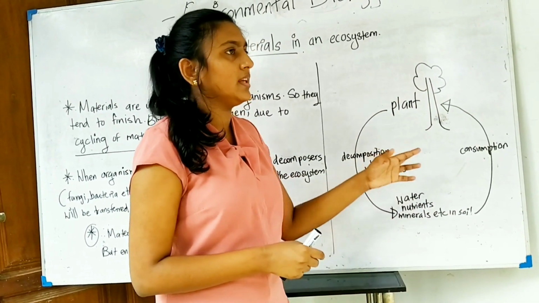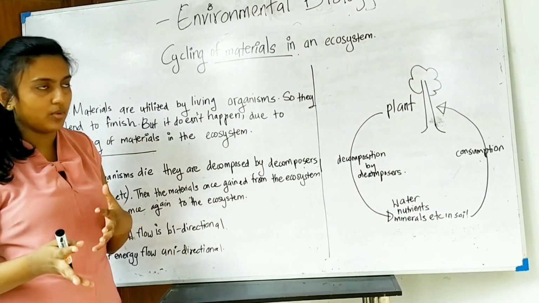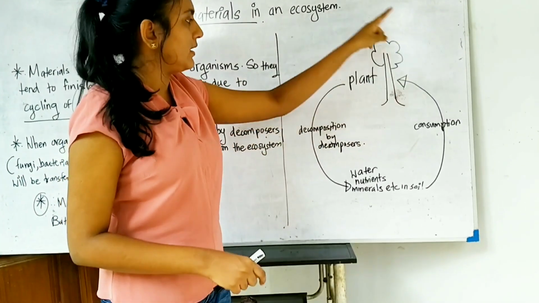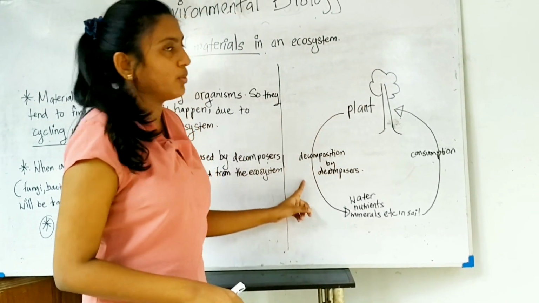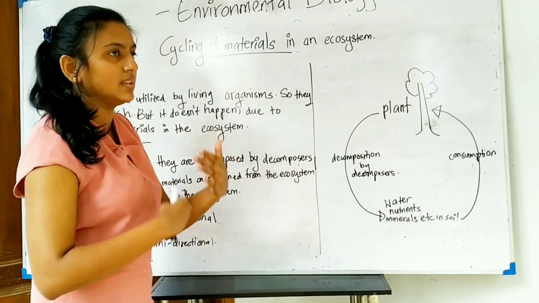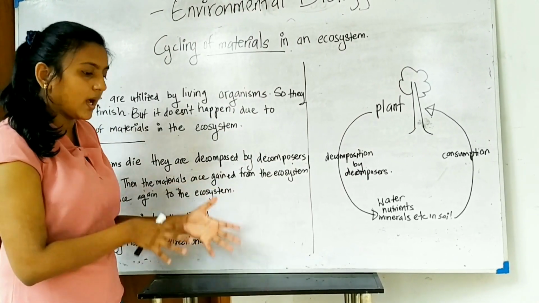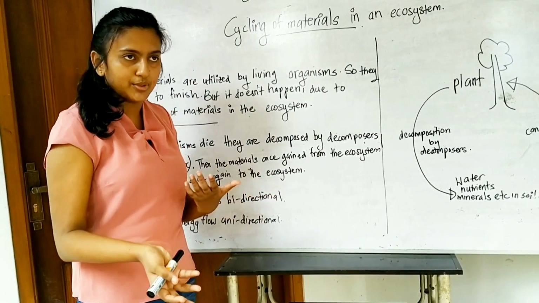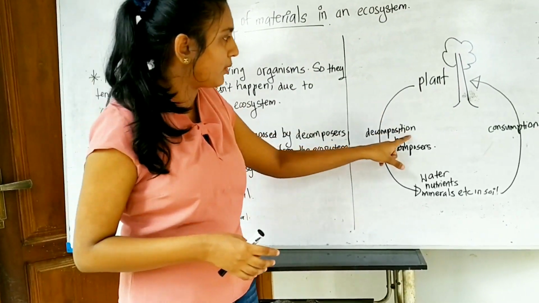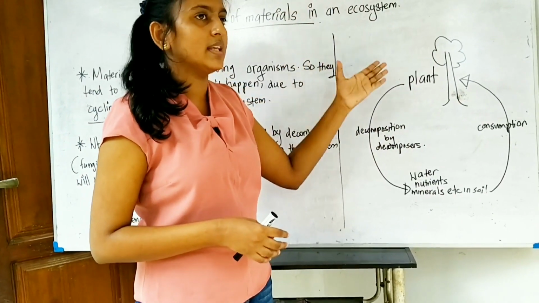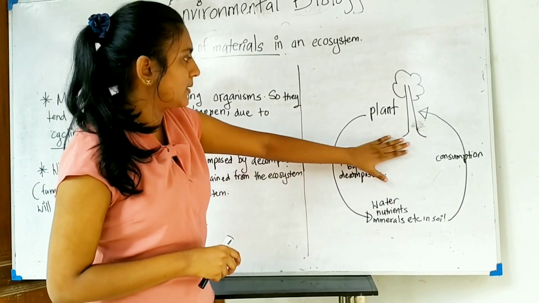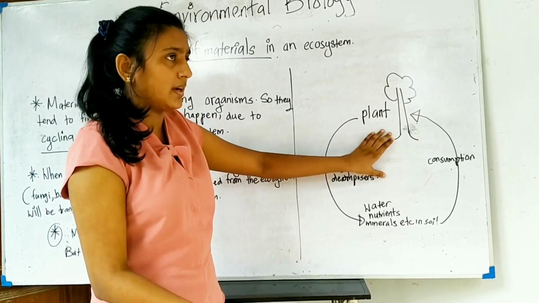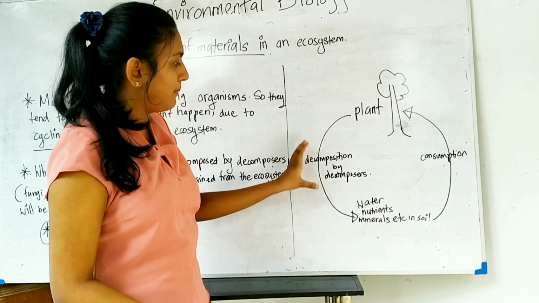But we know that all organisms die one day. This plant also dies one day. When the plant dies, we know that it is decomposed by decomposers. All organisms, when they die, are decomposed by decomposers. Normally decomposers are bacteria, fungi, and there are other types of decomposers as well. These decomposers decompose the living organisms once they are dead. So with the decomposition, this plant that was once a plant will be decomposed into the soil.